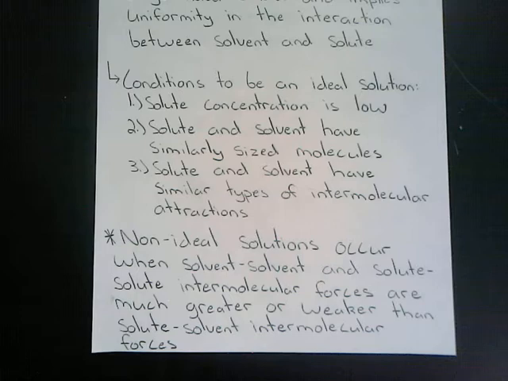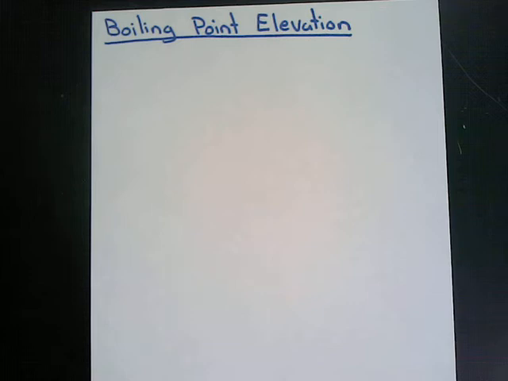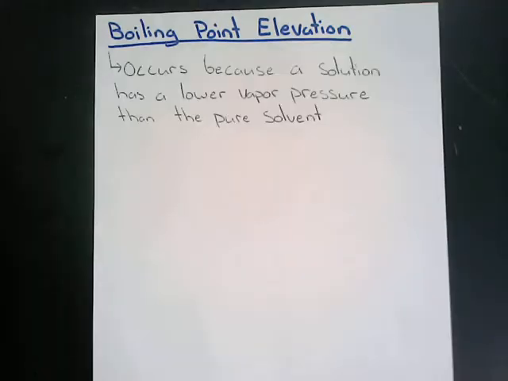All right, so let's move on to our second of 4 colligative properties. That second of 4 colligative properties is known as the boiling point elevation. Now the boiling point elevation occurs because a solution has a lower vapor pressure than the pure solvent. And what this does is allow the boiling point of the solution to be higher than the pure solvent.